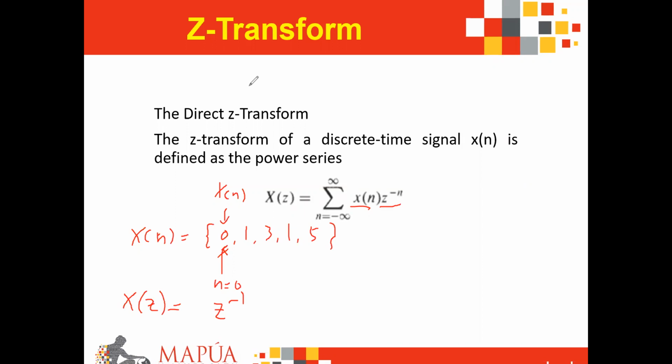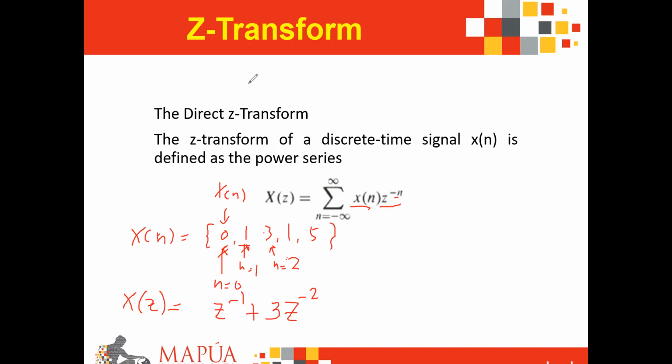Plus, ano yung next term? 3. So, ano yun? 3z raised to negative 2. Bakit negative, sir? Eh, kasi negative n. So, pinasubstitute ko lang yung n value. Eh, dito, n is 1. Dito, n is 2. Di ba? So, pag sinubstitute ko, lalabas talaga negative 2. Kasi negative n ang nakalagay sa format.